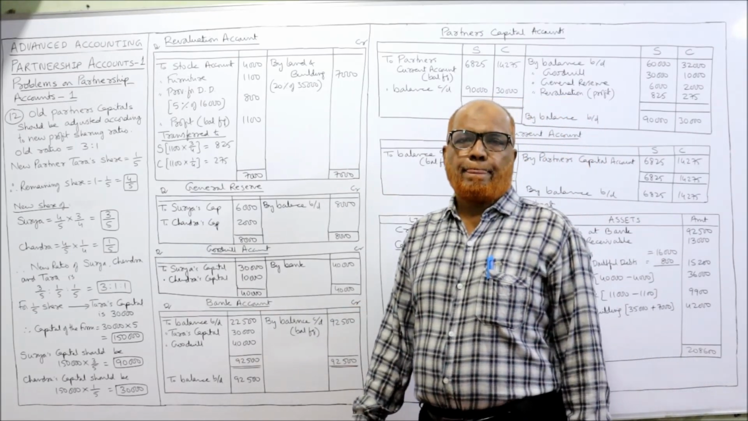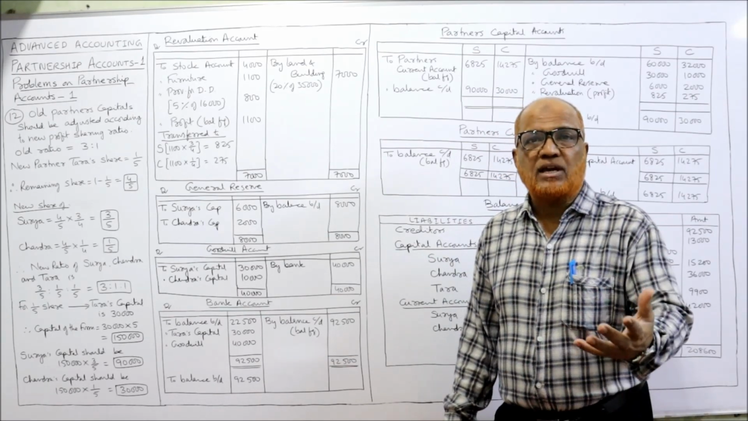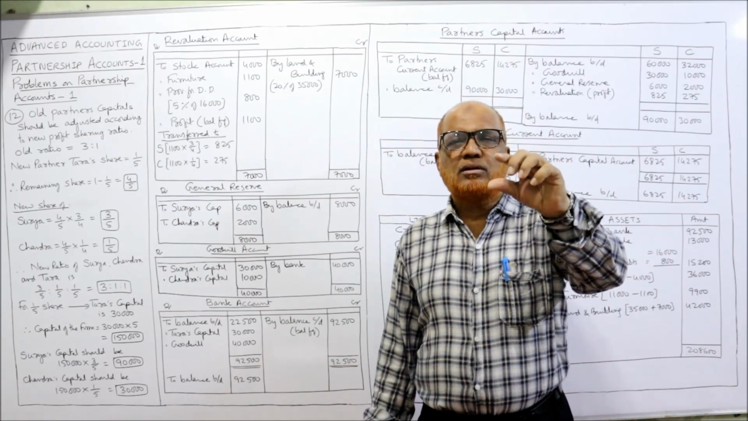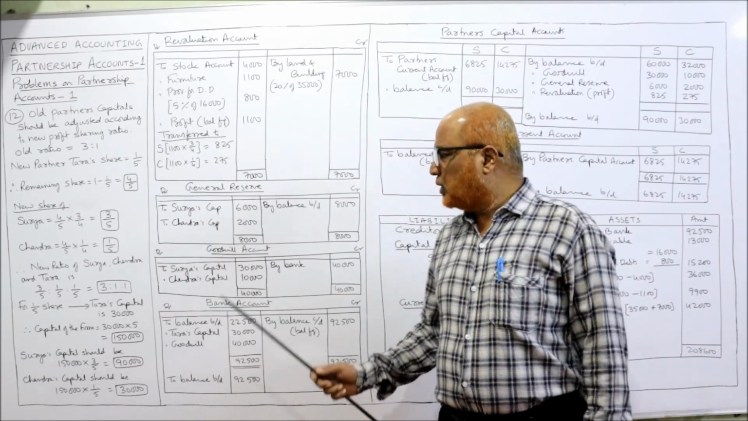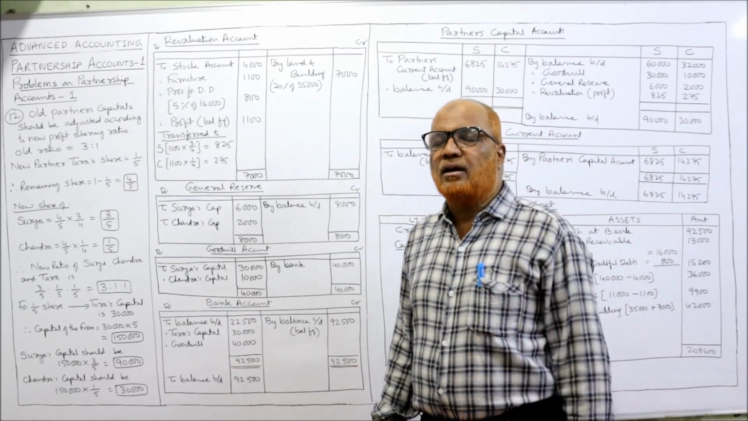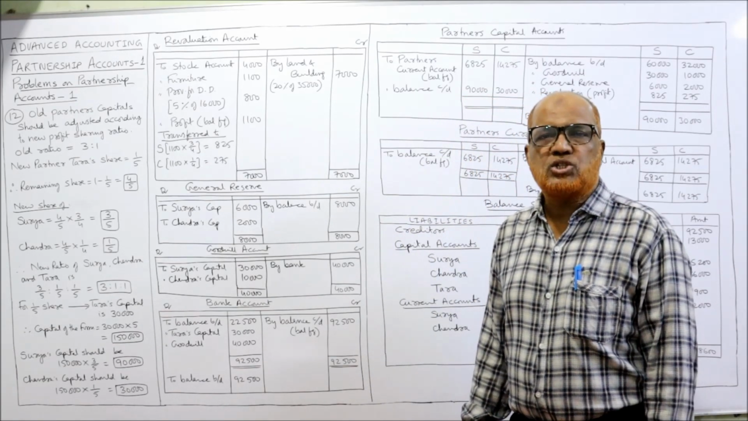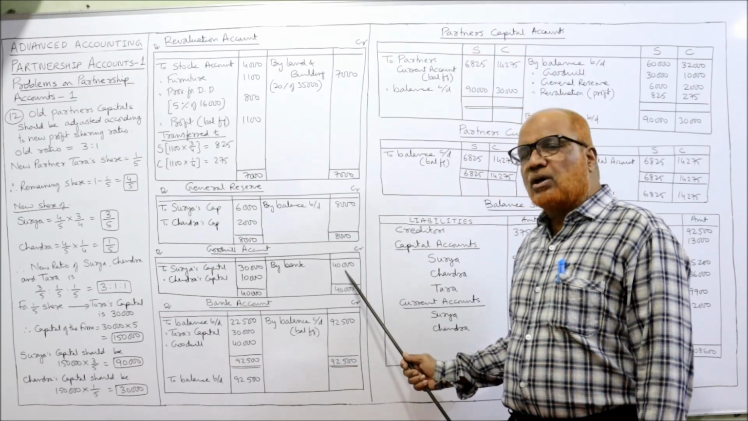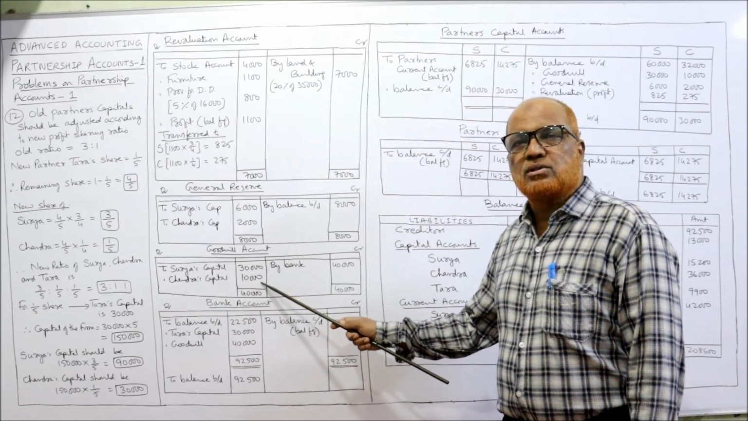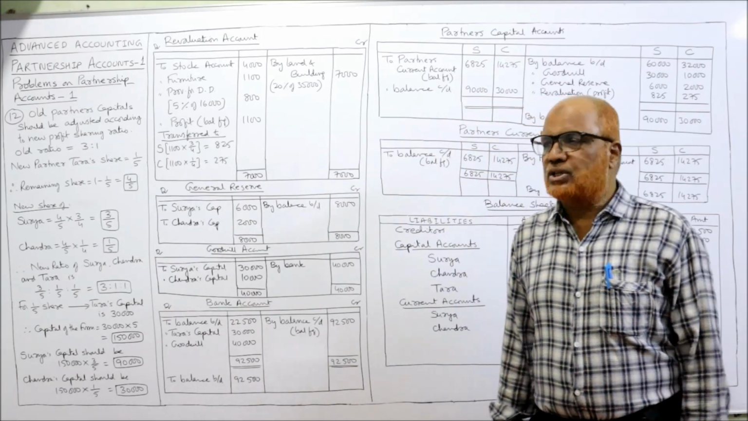Next comes goodwill. The new partner, Tara, brings goodwill in the form of cash, 40,000. The entry will be bank account debit, goodwill account credit. So here I have taken by bank 40,000. Now this goodwill will be shared by the old partners in the old profit sharing ratio, Surya and Chandra, 3 by 4, 1 by 4. So 40,000 into 3 by 4 is 30,000. 40,000 into 1 by 4 is 10,000. That means goodwill account is closed. It will not appear in the balance sheet.